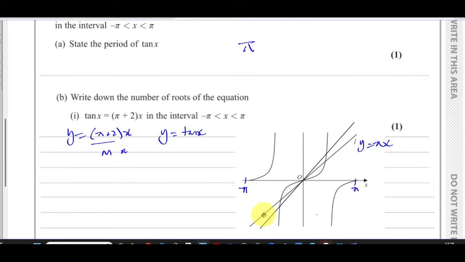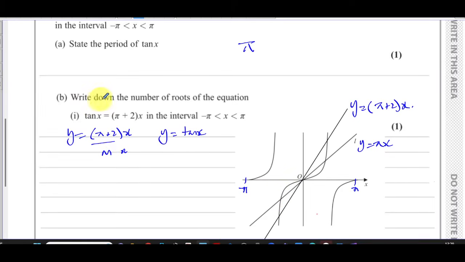I get this line that I drew. Okay, there it is. So this line is slightly steeper than the line that we were told L was. This is y equals pi plus 2 times x. Right, so that's that line.